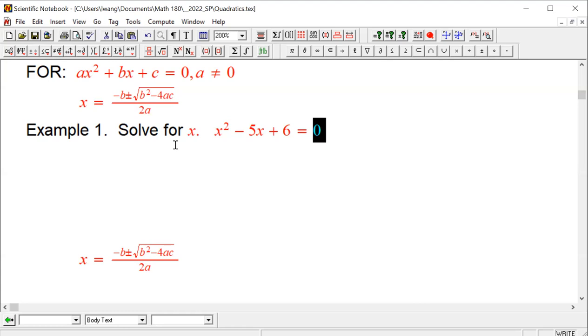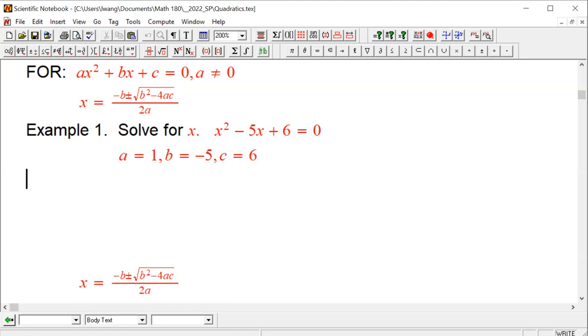Okay, it can be on the left-hand side, it can be on the right-hand side, right? So here we have a 0. You must have a 0. So when you use the quadratic formula, you have to have a 0 on one side. And then you identify the a, b, c. So a equals 1, b equals -5, c equals 6.